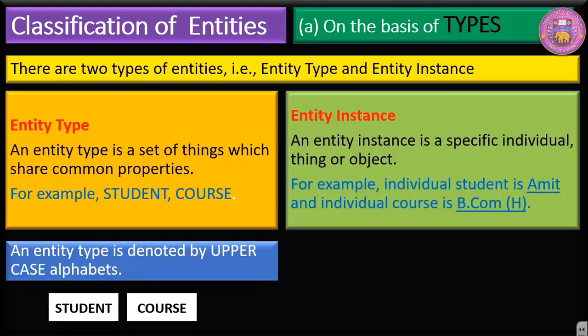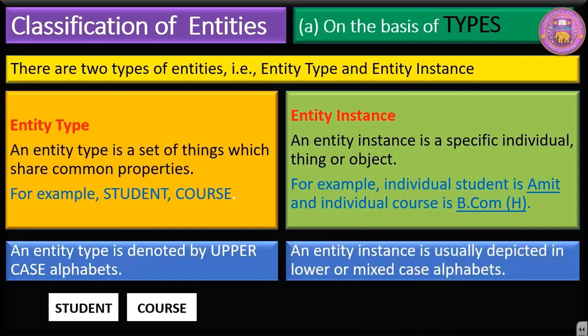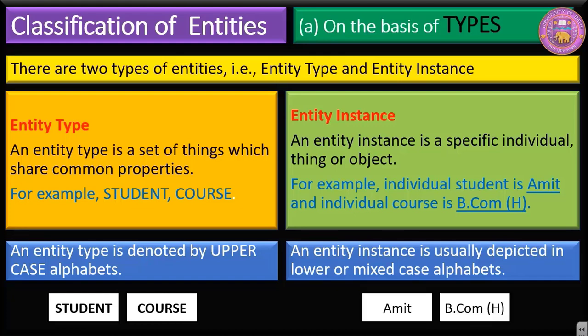Entity instance. An entity instance is a specific individual thing or object. For example, an individual student is Amit and an individual course is BCom Honors. An entity instance is usually depicted in lower or mixed case alphabets, for example, Amit and BCom Honors. These both are examples of entity instance.